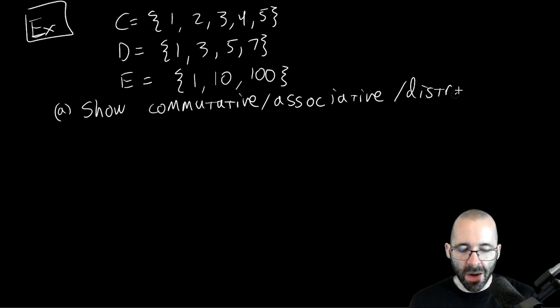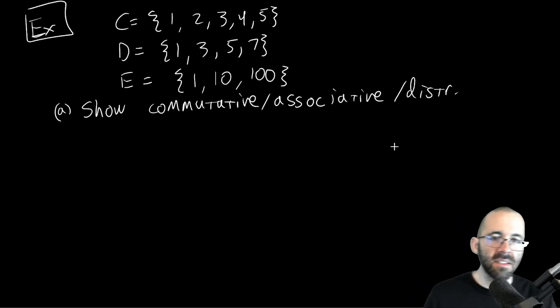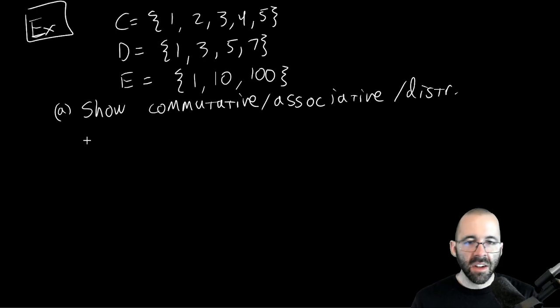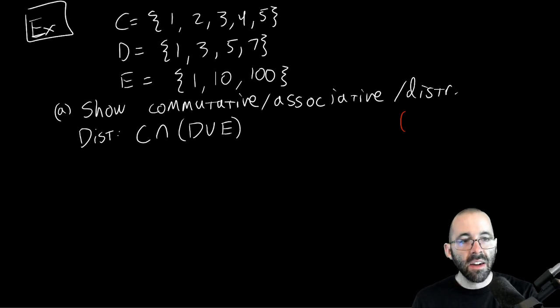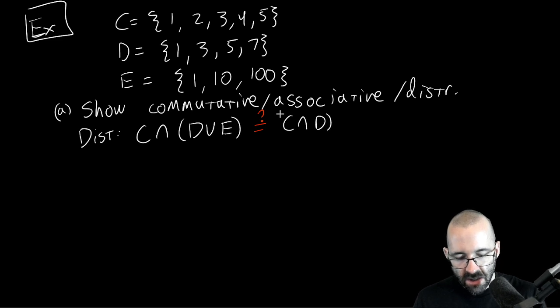I'll show the distributive property, but this is good practice, right? I'm not going to do all the proof, just part of it. One of the ways to see that the distributive property does work is one of the things that we would need to check. C intersect (D union E) should equal, what we want, C intersect D union C intersect E.